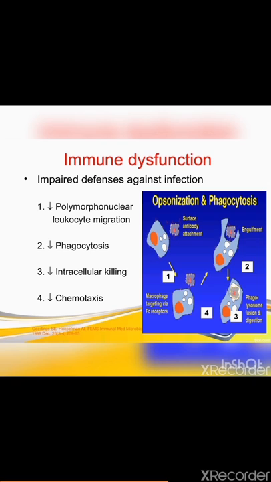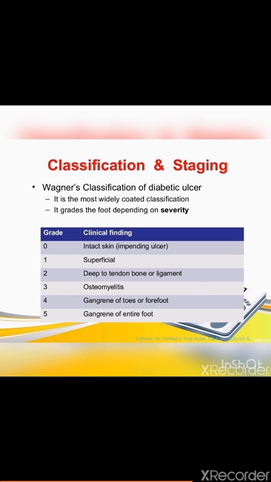There is impaired defense against this microorganism because there is decreased polymorphonuclear leukocyte migration to the site of infection, leading to decreased phagocytosis, decreased intracellular killing of the organism, and decreased chemotaxis of the inflammatory cells to the site of the bacterial infection.